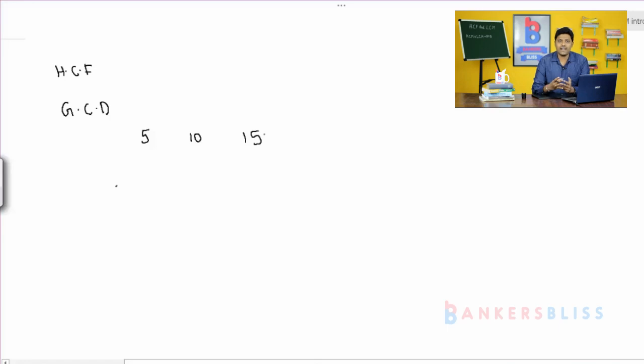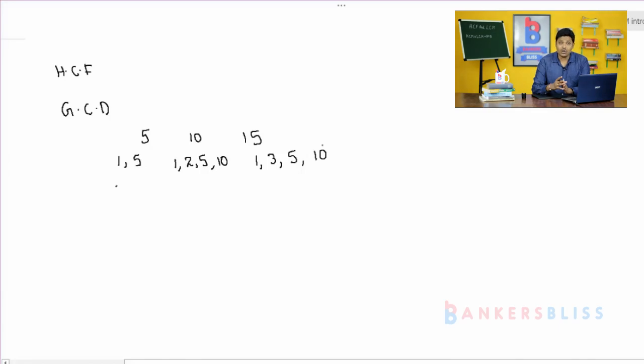So, consider the factors of 5 or the divisors of 5. What are the numbers which divide 5? The numbers which divide 5 are 1, 5. Next, consider number 10. The numbers which divide 10 are 1, 2, 5, 10. Next, consider the number 15. The numbers which divide 15 are 1, 3, 5, 15. So, we have listed out the factors of these three numbers.